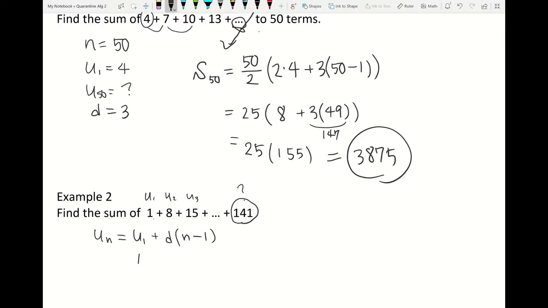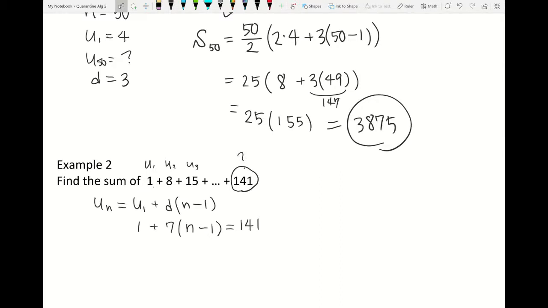So u1 is 1. D, can you tell me what d is? It's going up by 7, isn't it? So d is 7. And n is what we are after, so we don't know. n minus 1. For a particular n value, this is going to be equal to 141. We're asking basically what n value will give you 141. And so let's try to solve this. Distribute 7. So 7n minus 7 equals 141. Can we simplify 1 minus 7? So that will be 7n minus 6 equals 141.